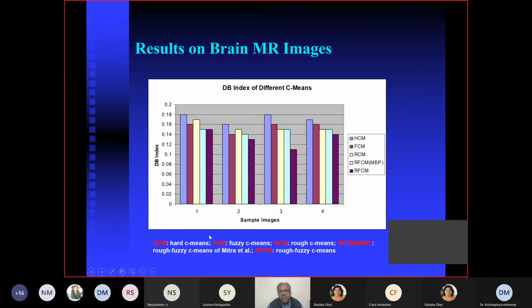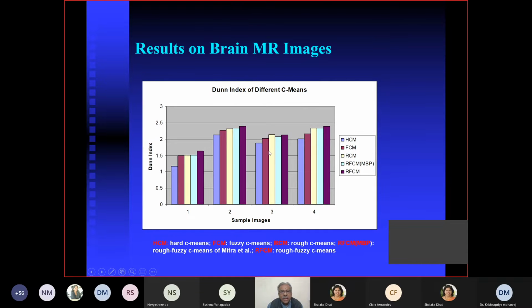You compute the DB index for different values of the parameter. I take more other images. You look at this hard image, fuzzy image, rough image with crisp lower upper, rough image with fuzzy upper lower, the rough image with crisp lower, fuzzy upper. Look at this one, the DB index is lowest in all cases. The Dunn index is maximum in the proposed method.